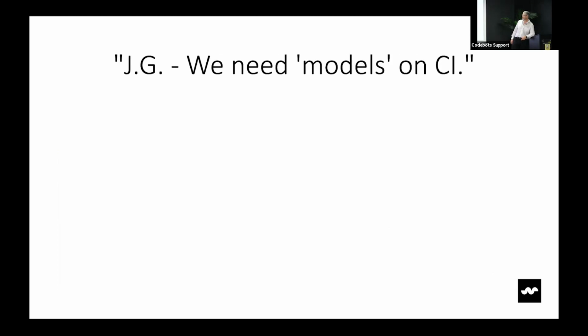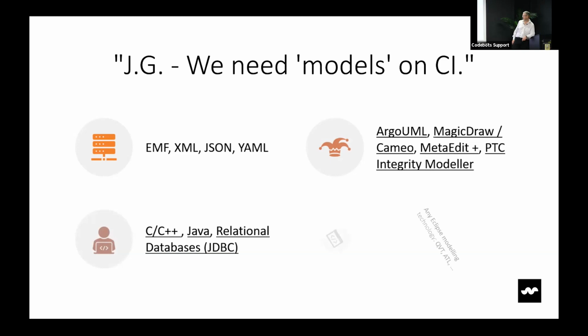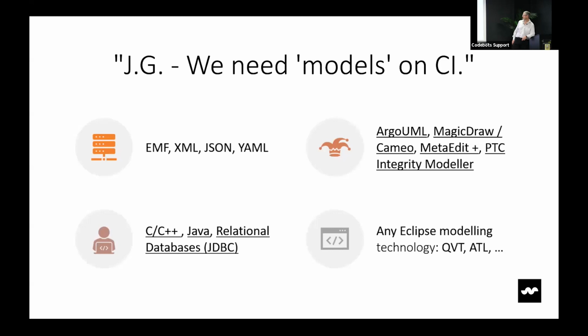Now, this is what my boss said. He said, well, we need some models on CI. And I say, what do you mean? And he said, well, basically, we need EMF, XML, JSON, YAML, and maybe some other things, like what you can imagine, what people bring, and maybe databases and relational data and all of these things. Really, all of Eclipse would be good. And I go, oops, how do I make this happen?